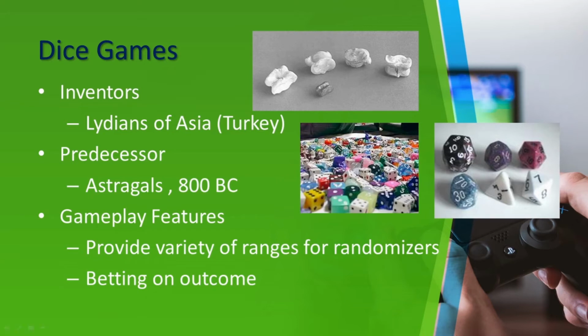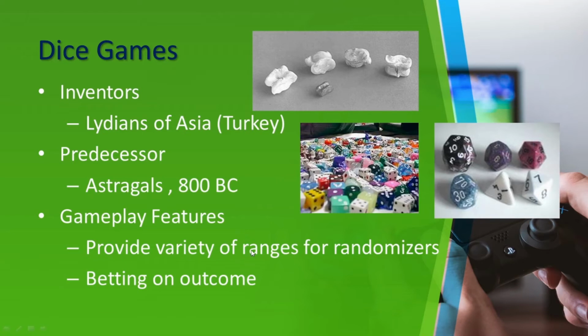So what are astragals? These are examples of astragals. They could be made out of bones or stones. The Lydians usually used these as randomizers. So what are the gameplay features of these dice games? In here we have example images of different types of dice.